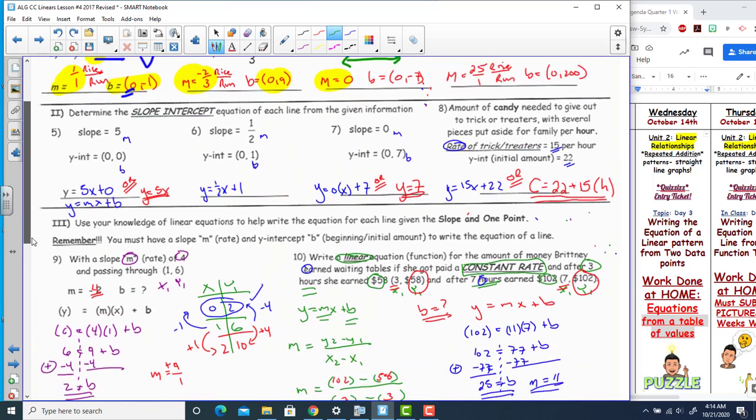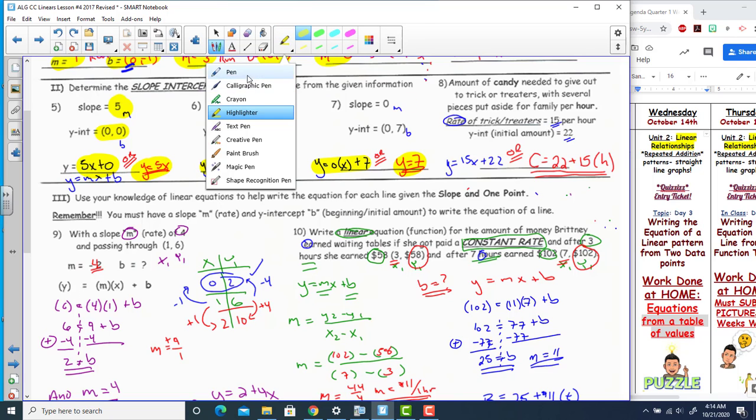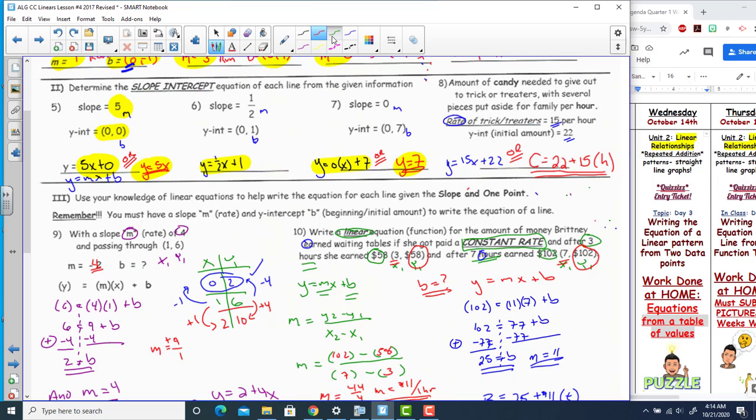In number 5, you should have 5x plus 0 given a slope of 5 and a y-intercept of 0, 0, or perhaps just 5x. In number 6, you should have 1/2 x plus 1. And number 7 should be y equals 0x plus 7. Or if you prefer, anything times 0 is just 0, just y equals 7. Here's that constant function again. There is no rate of change. Therefore, when we go to graph it, it's just going to be a horizontal line.